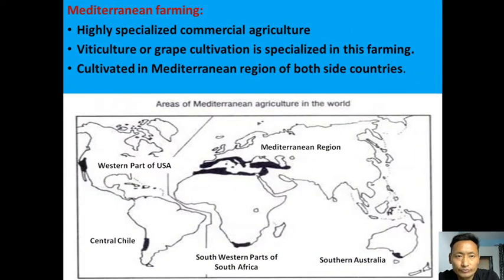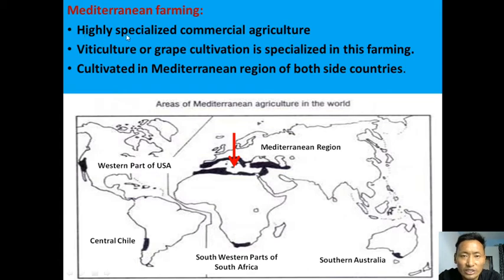Mediterranean farming. We know that Mediterranean is the name of a sea. This particular sea is located north of Africa and south of Europe. In between these two regions, we have a very big sea, and the name of this sea is the Mediterranean Sea. So this farming name is given based on the name of the sea. It is a highly specialized commercial type of agriculture.